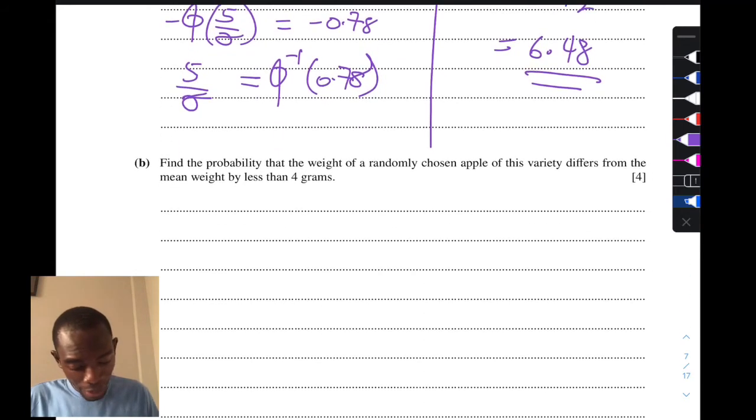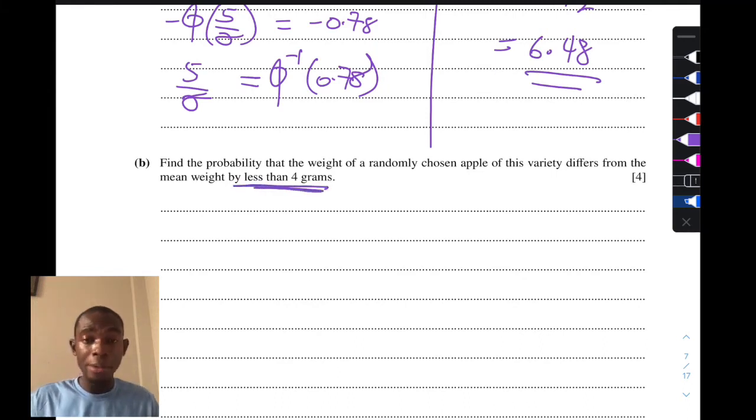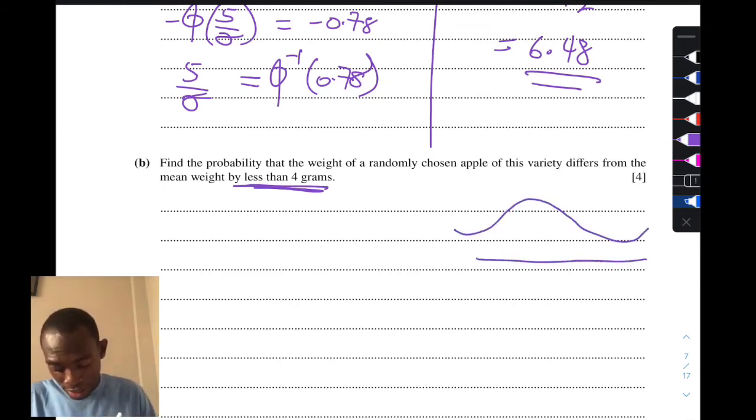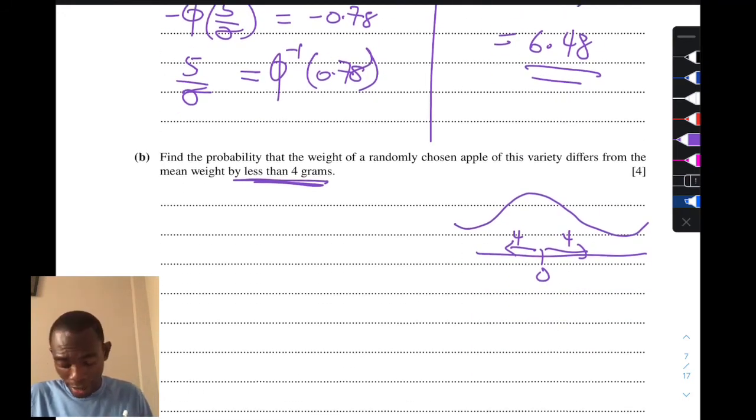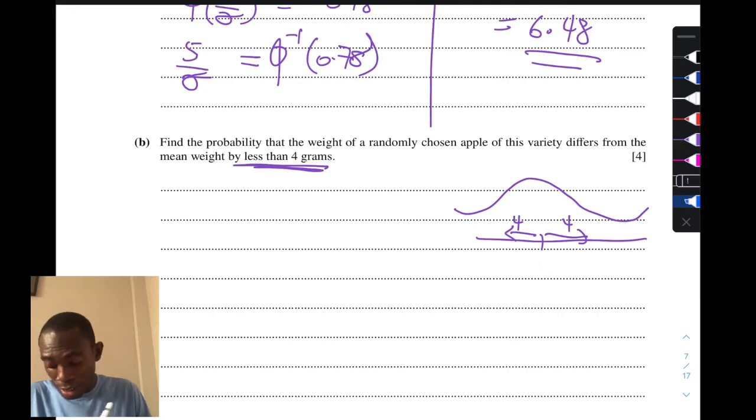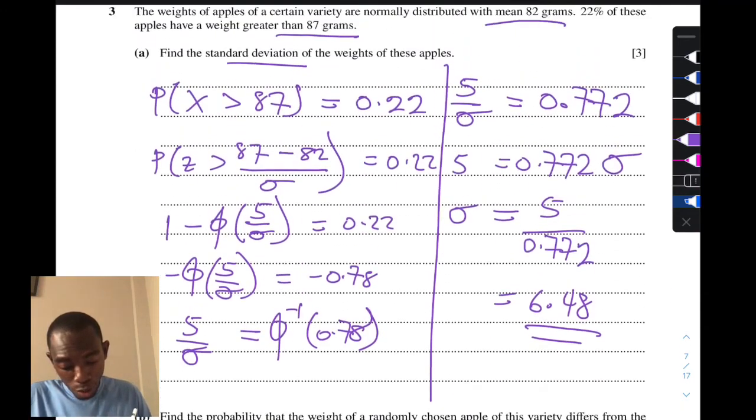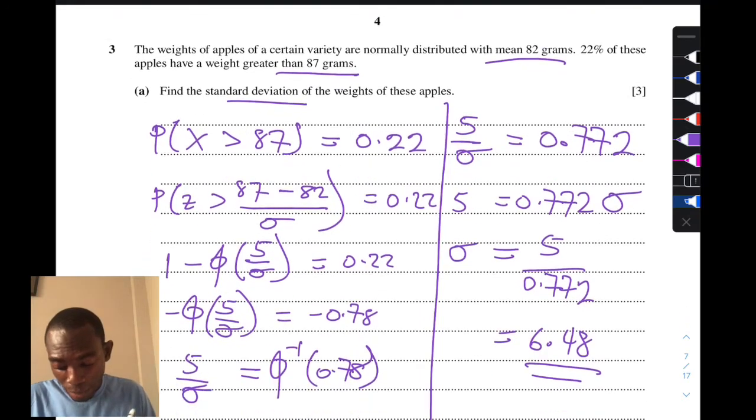Now, find the probability that the weight of a randomly chosen apple differs from the mean by less than 4 grams. So now this is what you are going to do. If you have the normal distribution like this, and this is the mean, say 0, then you go to the left by 4 grams and to the right by 4 grams. If you standardize, the mean is 0. But if you do not standardize it, then the mean is what they gave us, 82.